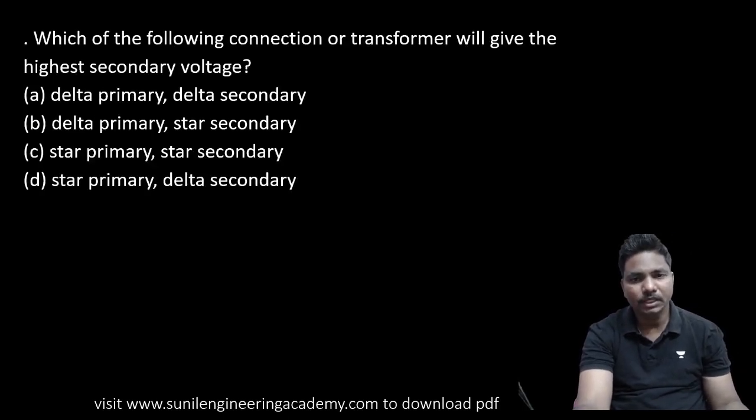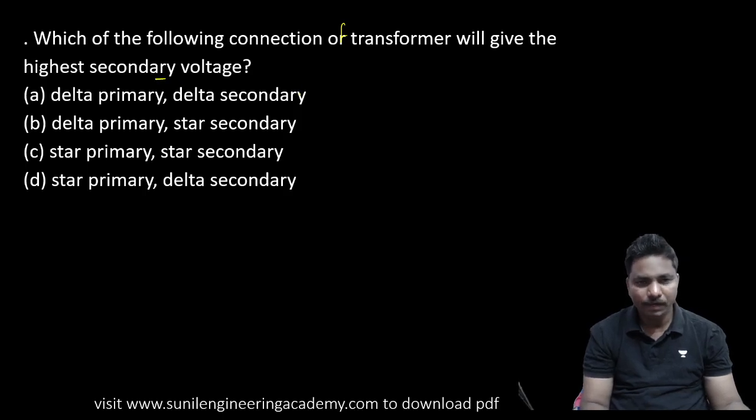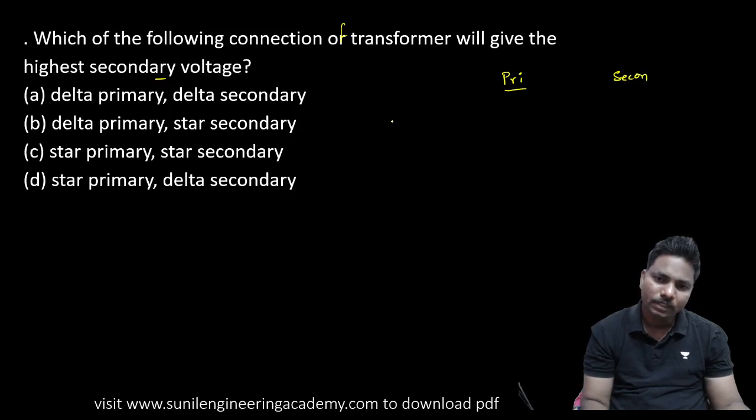Coming to the next one. Which of the following connections of transformer will give the highest secondary voltage? For example, let us take the primary and secondary. First of all, consider delta to delta: there is no conversion, line voltages are the same as phase voltages. So if you give 100% primary, the secondary also will get 100% voltage. If you consider star to star, both are the same, so if you give 100%, you will get 100% secondary.